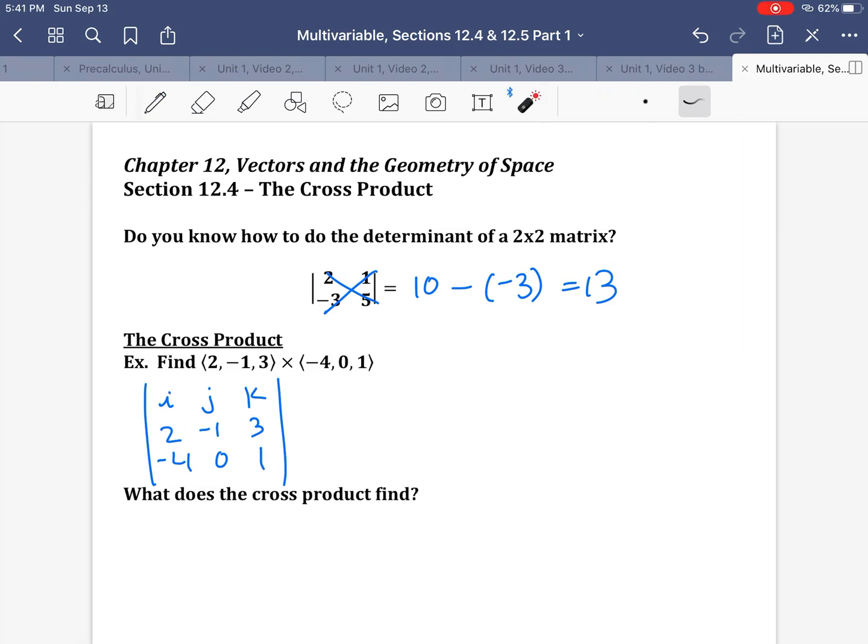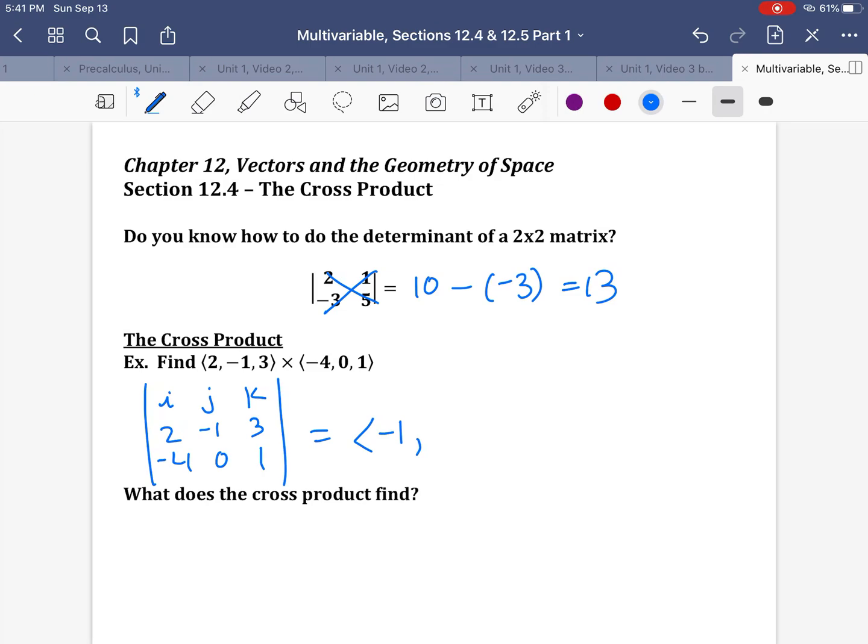Now, what I'm going to do, if I want to get the first part, or the x part of the cross product, I cross off the row with i and the column with i. And so that leaves me these other 4 numbers right here. I'm going to do the determinant of those 4 numbers like we did up in the example where we got 13. So if I do that, I get -1 times 1, so I get -1 minus 0, because 3 times 0 is 0. So -1 minus 0 is -1. All right, so for my i part, I get -1.